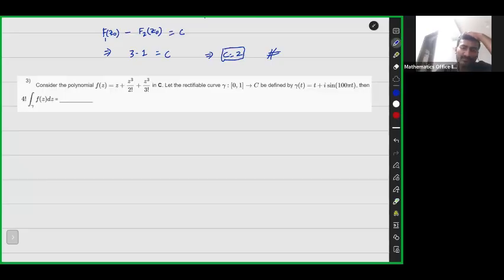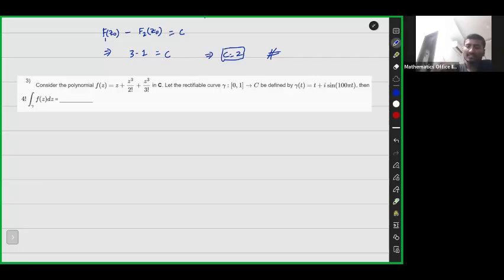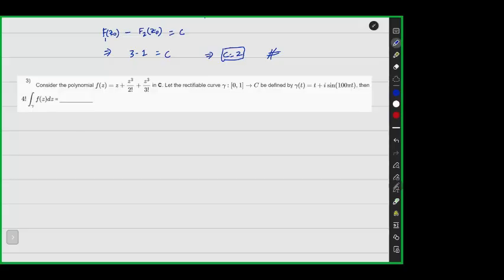Are we going to use change of variable, or first write its antiderivative and just put the value of the initial and terminal points? Whatever you want to calculate, you can calculate. I think change of variable will be difficult here, because you have to put gamma t in place of z, and you have to calculate its cube and whatnot. So it will be good to calculate the antiderivative. Because it is holomorphic, we can use the first theorem, right?